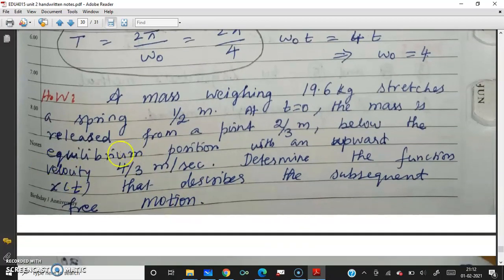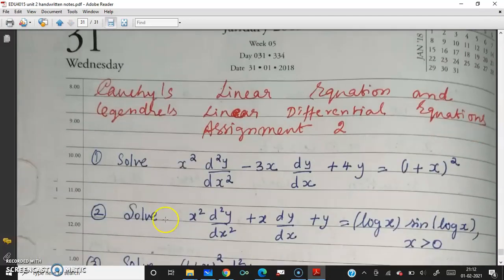So you can do this sum. A mass weighing 19.6 kilogram stretches a spring half a meter. At time t equal to 0, the mass is released from a point 2 by 3 m below the equilibrium position with an upward velocity of 4 by 3 meter per second. Determine the function x of t that describes the subsequent free motion.